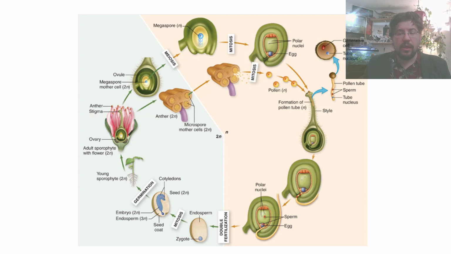So, time for the life cycle. All right. Here's our pretty little angiosperm. Oop, there's a leaf, there's a leaf. Here's a flower. All right, so this is my adult sporophyte.